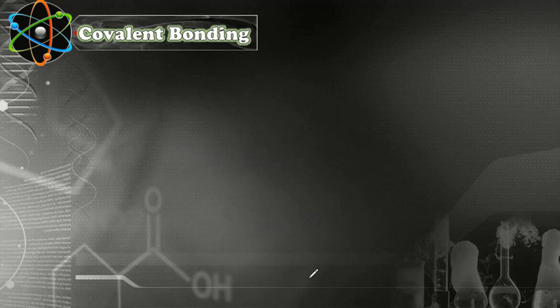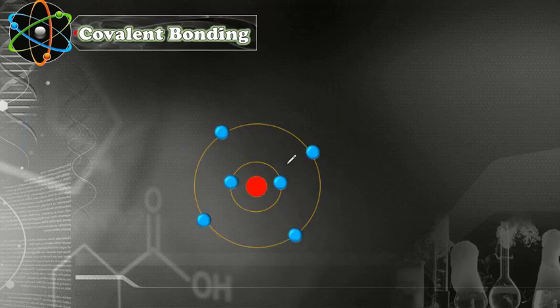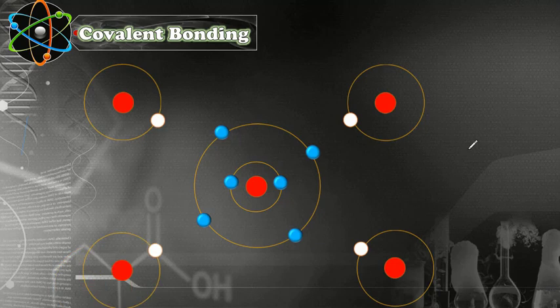So here is another example. This atom of carbon has 4 electrons in its outermost shell. It needs to have 8 electrons, so it needs 4 more electrons. Where is it going to get these 4 electrons? It's going to share electrons with other atoms. So it can share with 4 atoms of hydrogen.